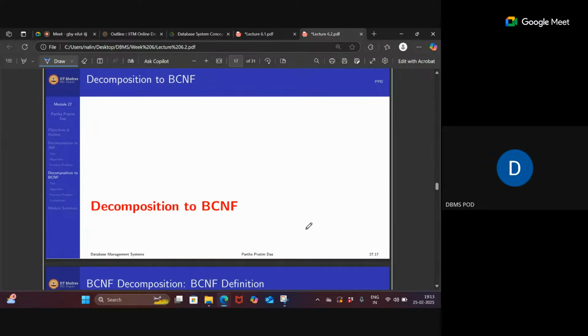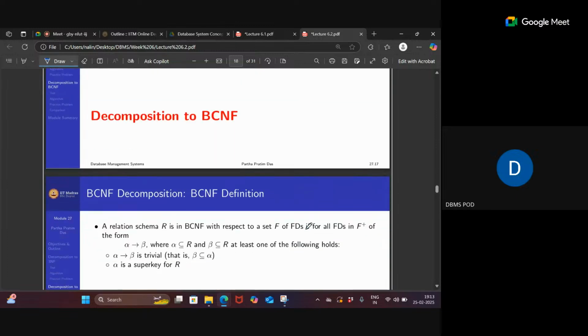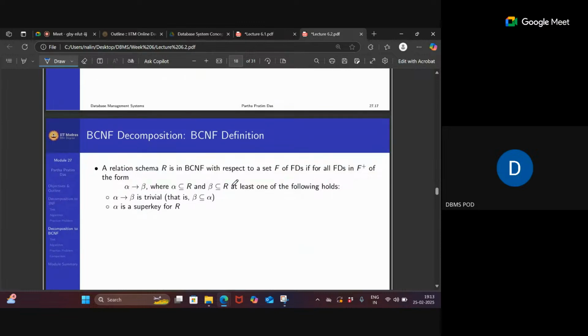The next highest normal form after 1NF, 2NF, 3NF is BCNF, Boyce-Codd normal form. Okay. You understood how to decompose a table to 3NF using that algorithm.